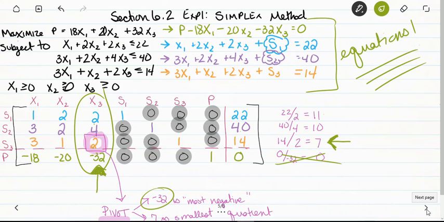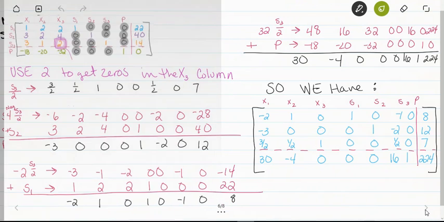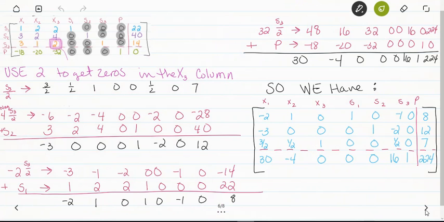But let's move on to what we're going to do with the pivot. I'll turn the page here, and here's just a copy and paste of what we had on the last page. Here's our pivot that's highlighted, our 2. So what am I going to do now? I'm going to use that 2 to get zeros everywhere else. I want to change this 2, 4, negative 32 into zeros. And how am I going to do that? I'm going to get my pivot into a 1.